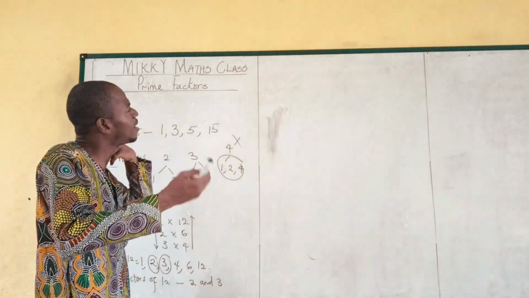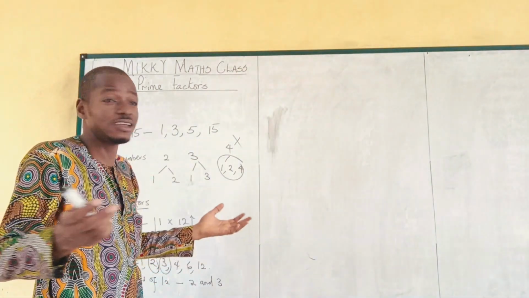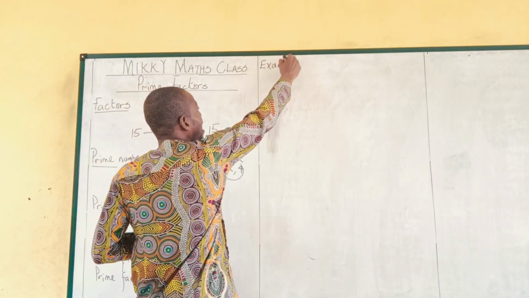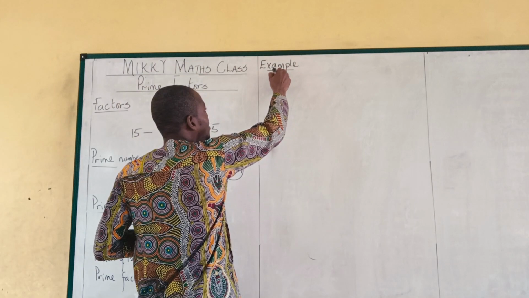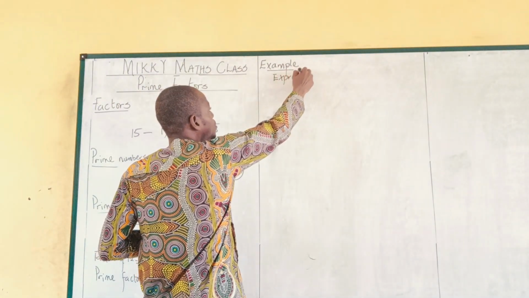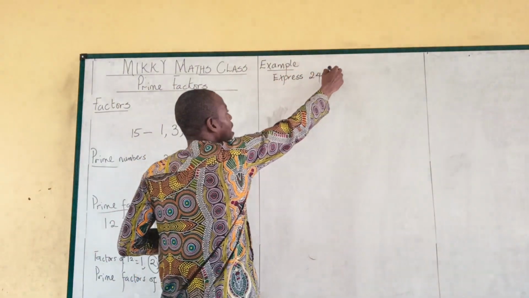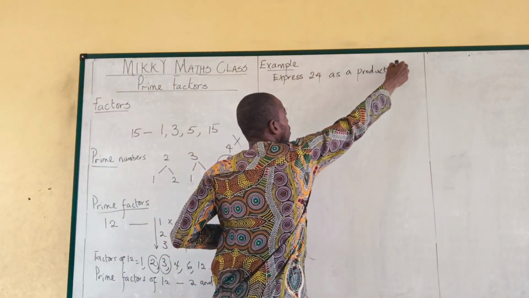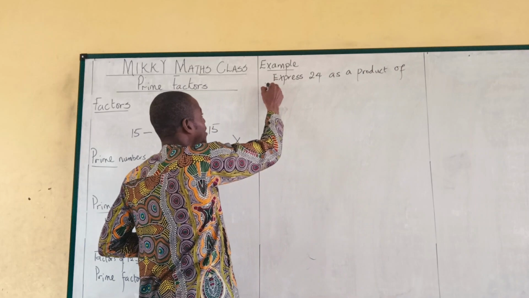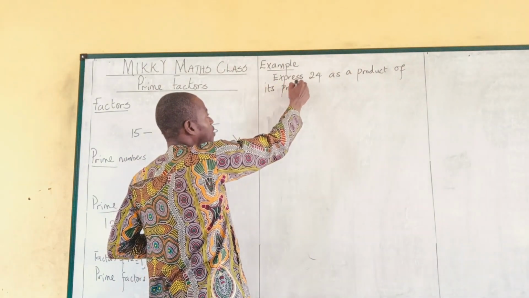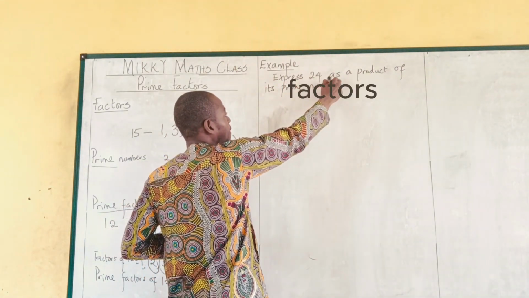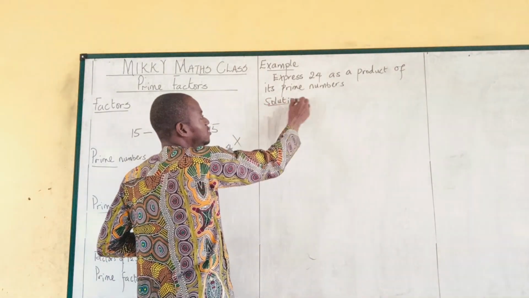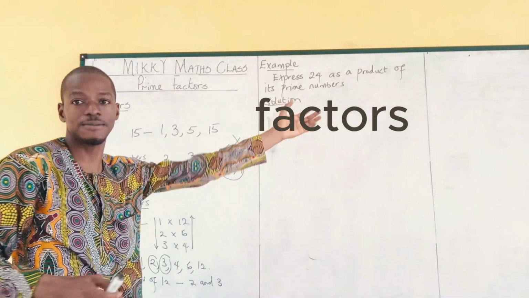Now we can take an example. Let's say example 1. Let's take something. You can be asked to express 24 as a product of its prime numbers. You can be given a question like that: express 24 as a product of its prime numbers.